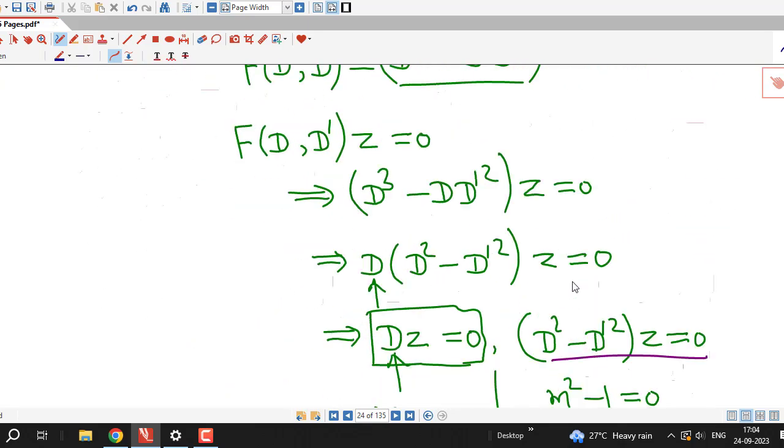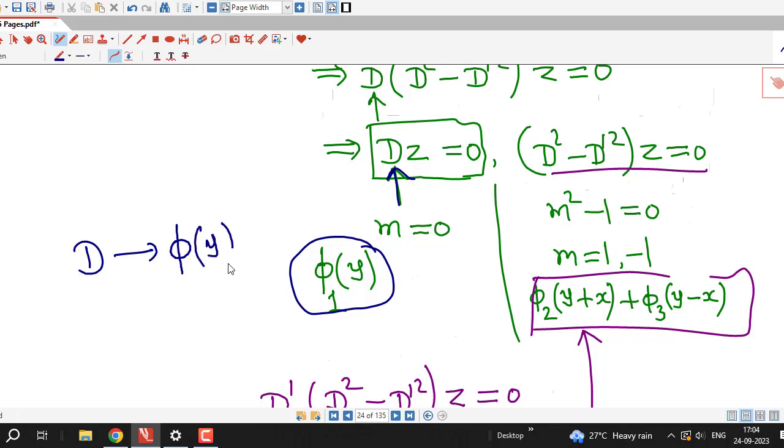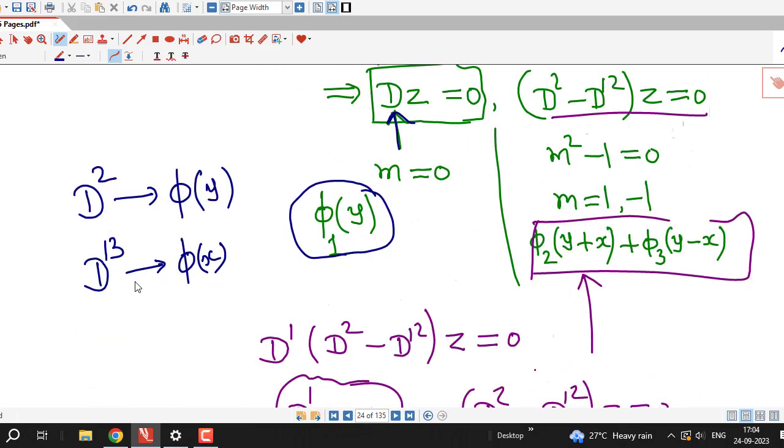And whenever we have D in the product, as in this case Dz equal to 0, then the part of general solution corresponding to D will be written as an arbitrary function of y, and the part of general solution corresponding to D' will be written as an arbitrary function of x. Now sometimes we can have a repeated factor also. Instead of D, I can have D square or D' cube also. So what should I write in that case?